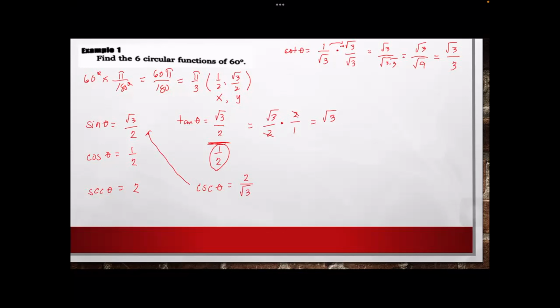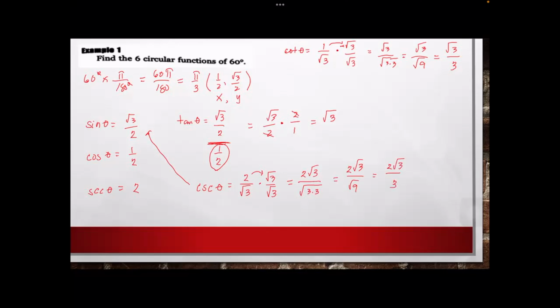Again, we can't have a radicand in the denominator, so we have to rationalize. Multiply both numerator and denominator by the square root of 3. So this will be 2 times the square root of 3, which is 2 square root of 3, over, again, 3 times 3, which is 9. This gives us 2 square root of 3 over square root of 9, and the square root of 9 is 3.